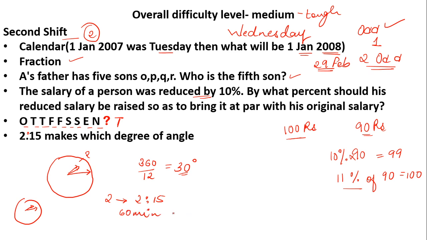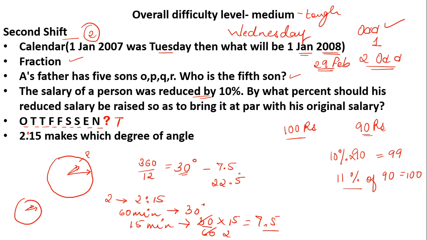60 मिनट्स में आपकी हैंड नीडल 30 डिग्रीज कवर करती है. 15 मिनट्स में कितने डिग्री कवर करेगी. यूनिटरी मेथड, सिंपल यूनिटरी मेथड, लेट्स सॉल्व. 30 into 15 upon 60. Okay, 330 and 62, 7.5. So when your hand needle goes from 2 to 215, what is the shift? 7.5 degree. और टोटल आपका 30 डिग्री था, तो 30 minus 7.5 is 22.5. So those who have marked this as their answer will be correct.